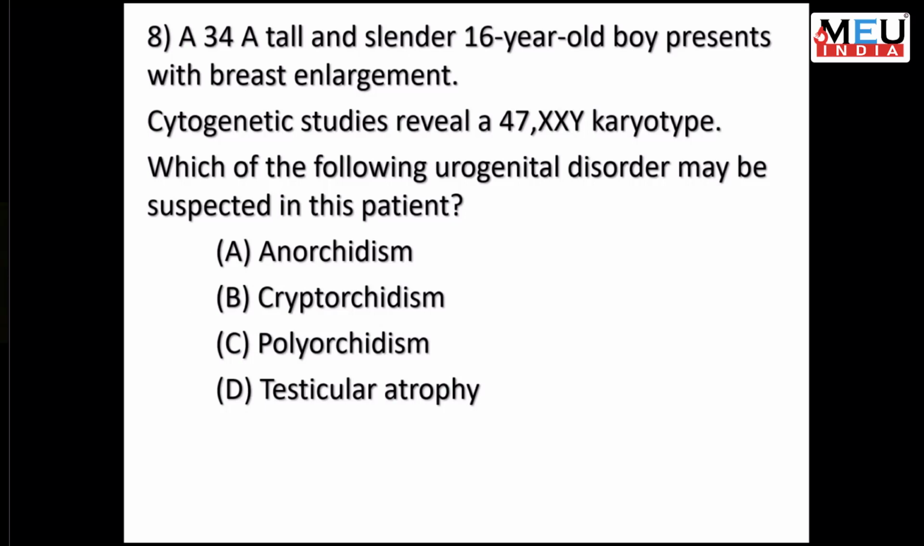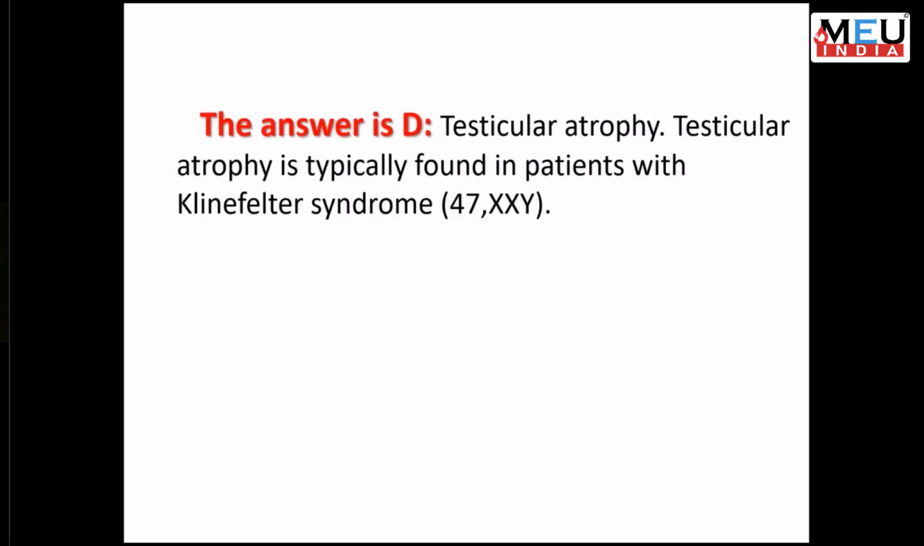Question number 8. A tall, slender 16-year-old boy presented with breast enlargement. Cytogenetic study revealed a 47,XXY karyotype. Which of the following urogenital disorders may be suspected in this patient? A, B, C, D are given here. Here we have to put the answer as D, testicular atrophy. Testicular atrophy is typically found in patients with Klinefelter syndrome.